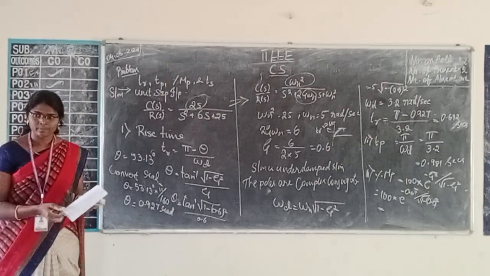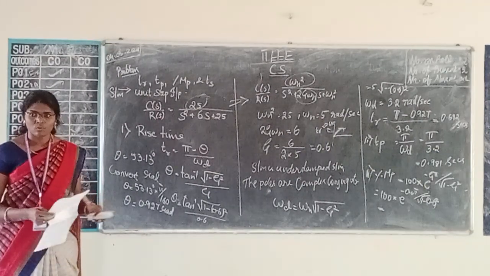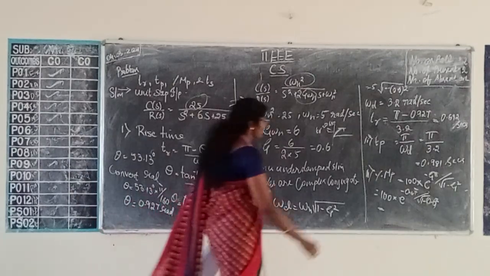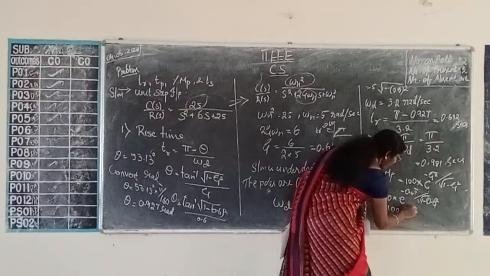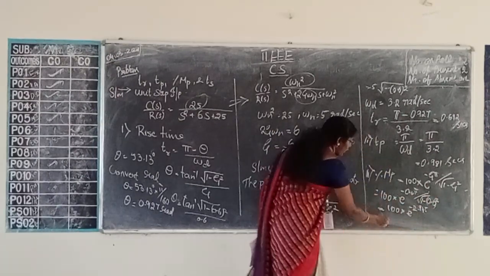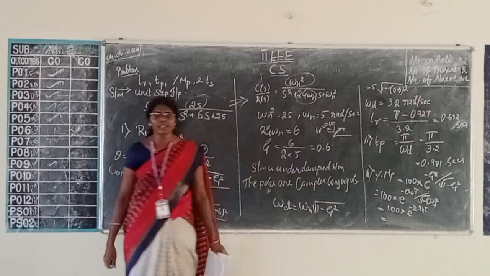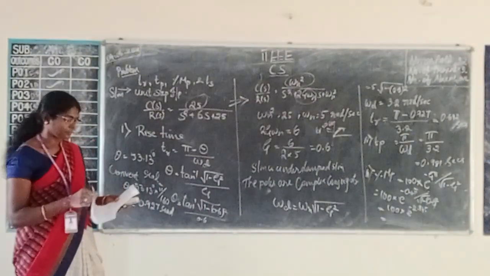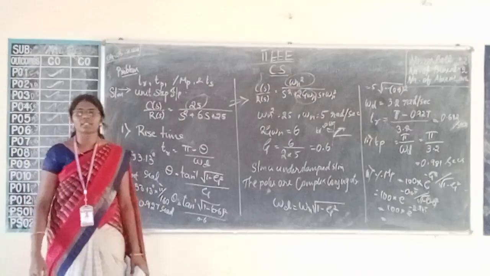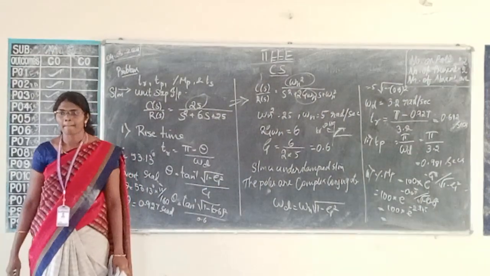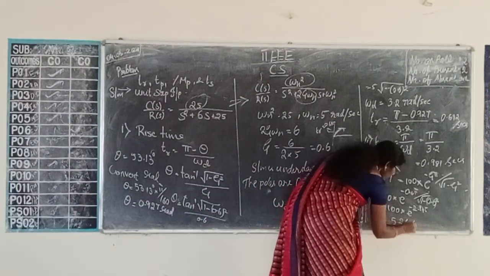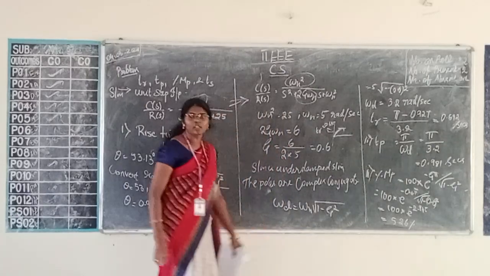e power minus 2.9, okay, then 100 into the exponential power, what is it? So it is 100 into e power minus 2.945. Now, what is e to the power minus 2.945, and multiply it with 100. What percentage is it? 5.26. So it is 5.26% of maximum peak overshoot.